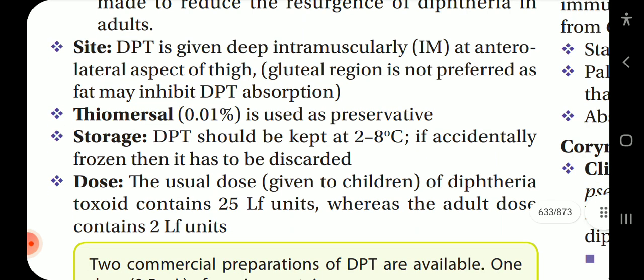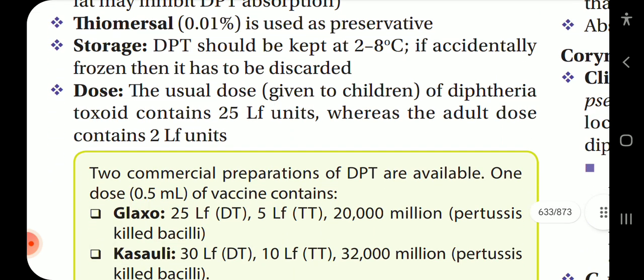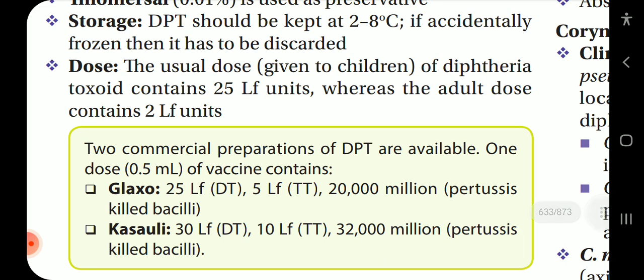Site: DPT is given deep intramuscularly at anterolateral aspect of thigh. Gluteal region is not preferred as fat may inhibit DPT absorption. Thiomersal 0.01% is used as preservative. Storage: DPT should be kept at 2 to 8 degrees Celsius. If accidentally frozen, then it has to be discarded.